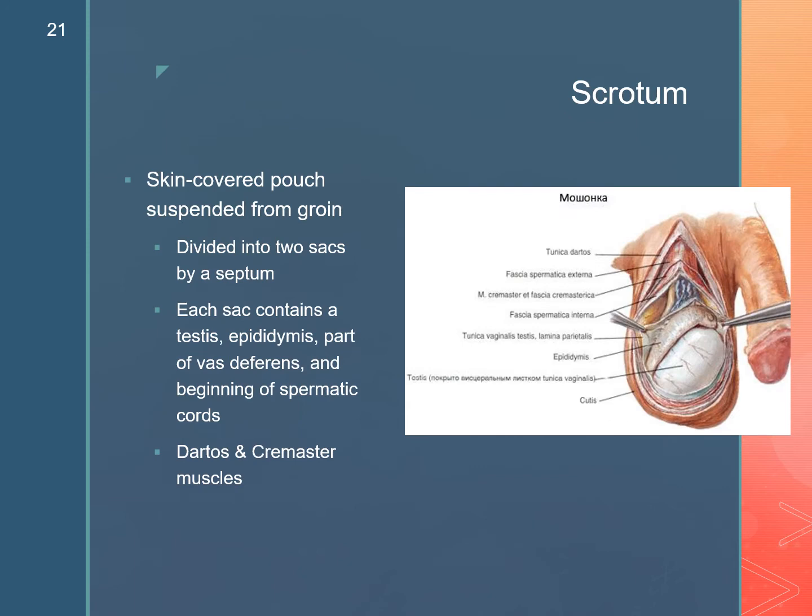The scrotum is a skin-covered pouch suspended from the groin, and like I said, there are 2 muscles that are responsible for regulating the temperature of the sperm, and that is the dartos and the cremaster muscle. And the scrotum is divided by a septum into 2 sacs, and each sac houses a testicle. Okay, they also have an epididymis, which sits at the top and posteriorly on the testicle, and there's also a part of the vas deferens.